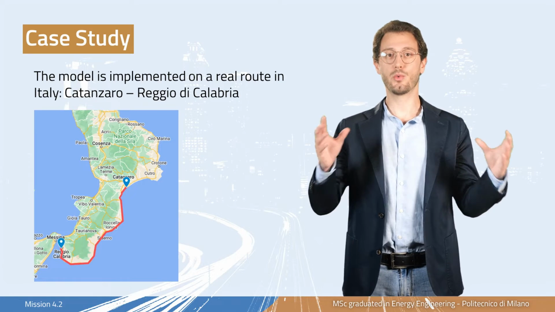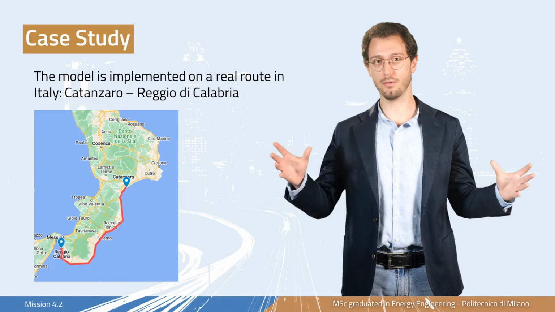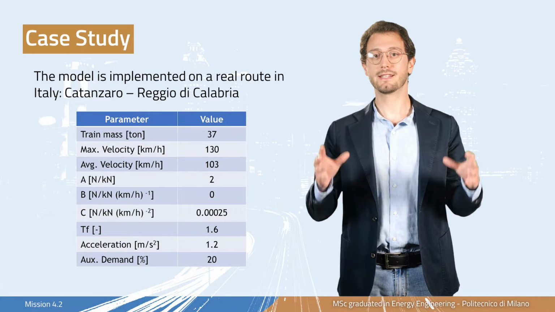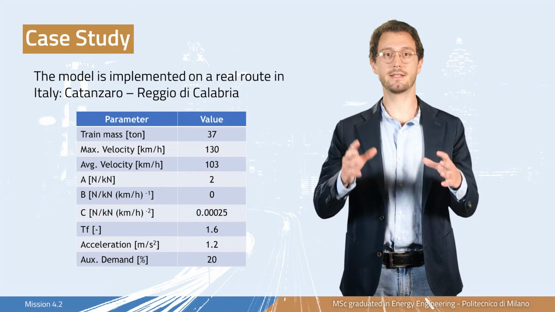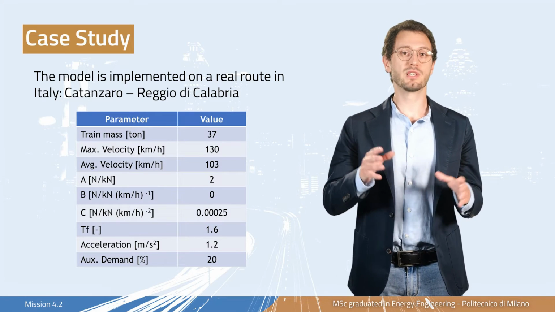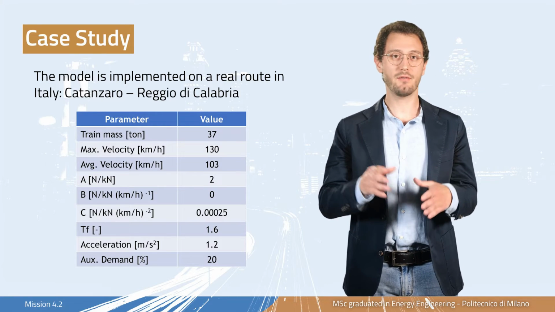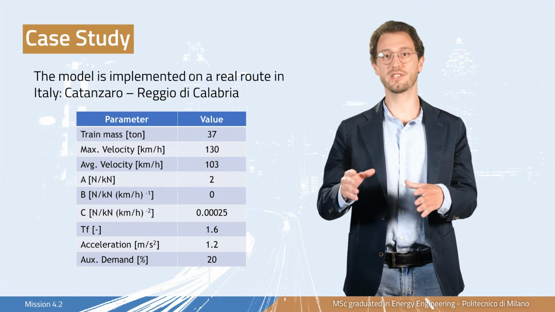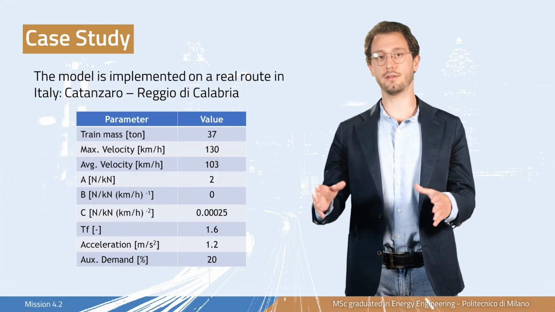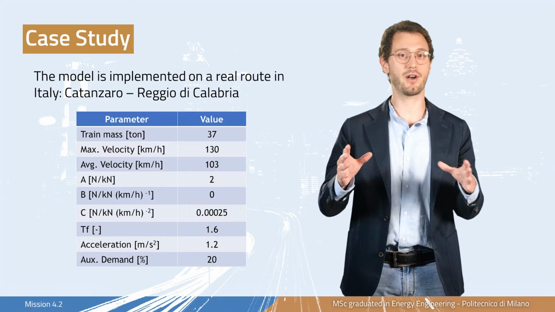We will consider a real route in the southern part of Italy, for which measured data is available. The train under consideration is an Italian ALN 668-3000, weighing 37 tons. The maximum speed of the train is 130 km per hour, while the average speed is 103 km per hour. It is a conventional train, so corresponding values are assigned to the mechanical and aerodynamic parameters.